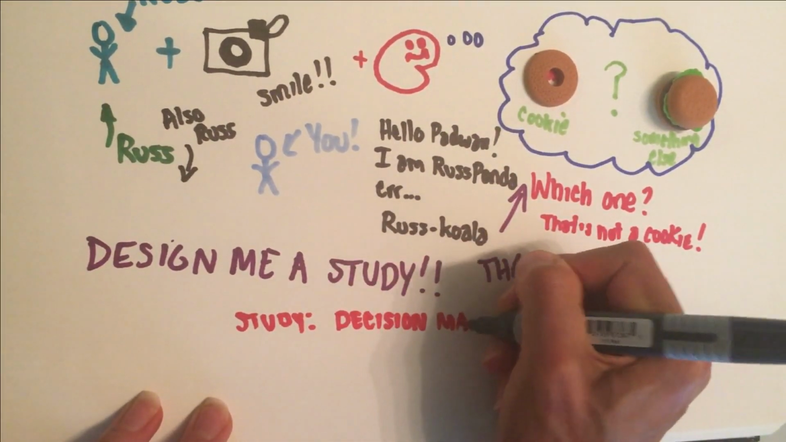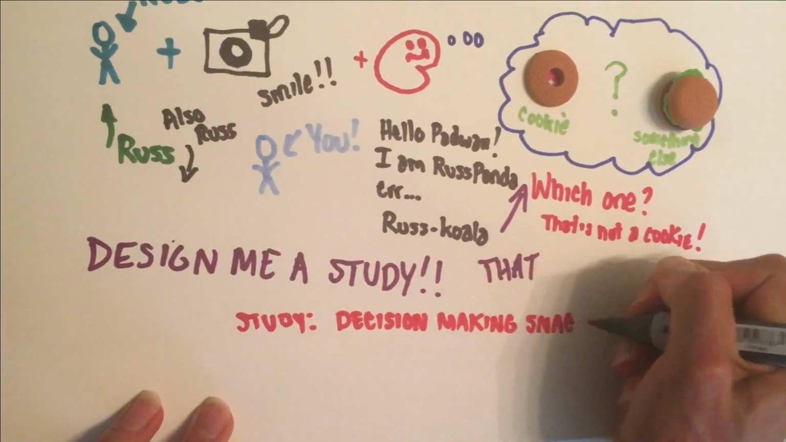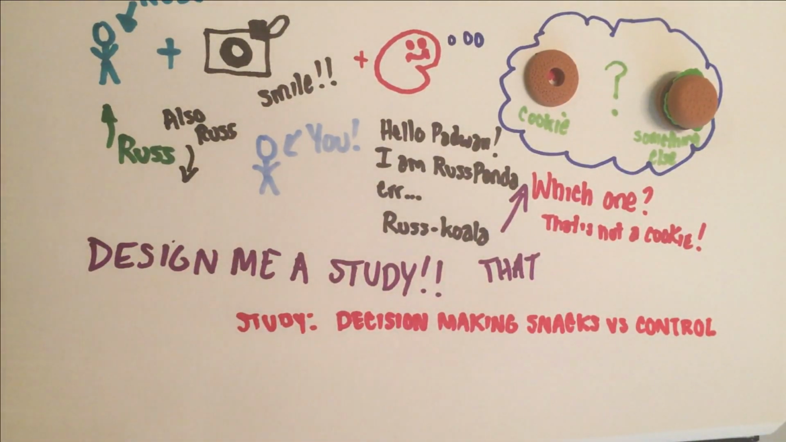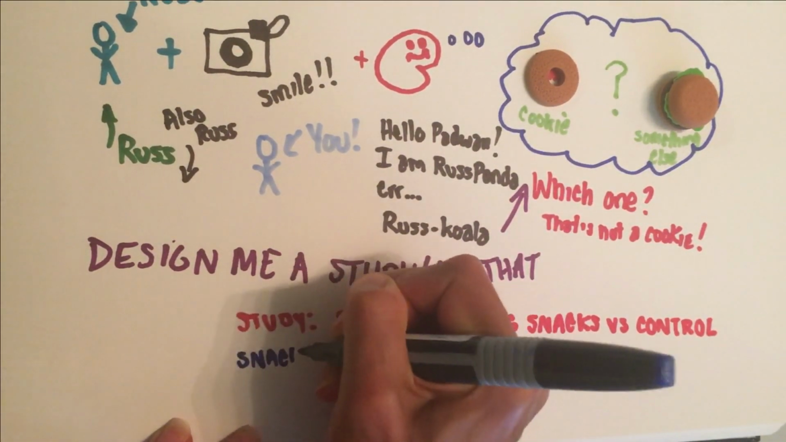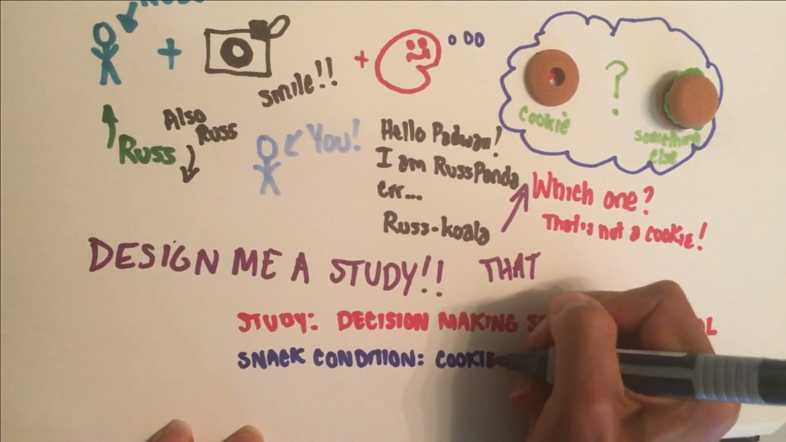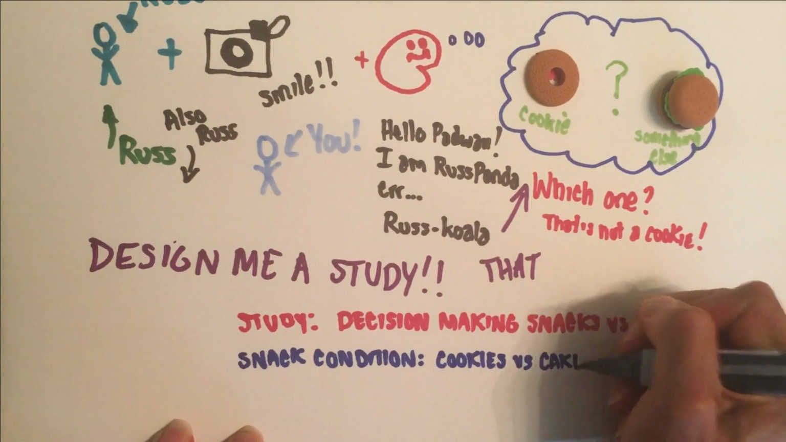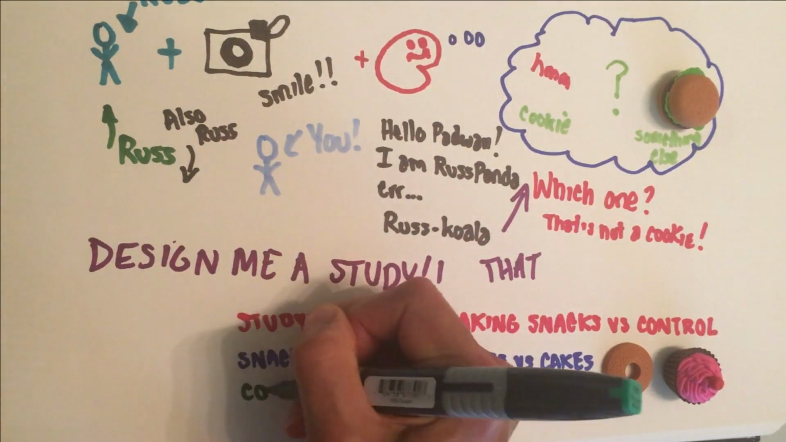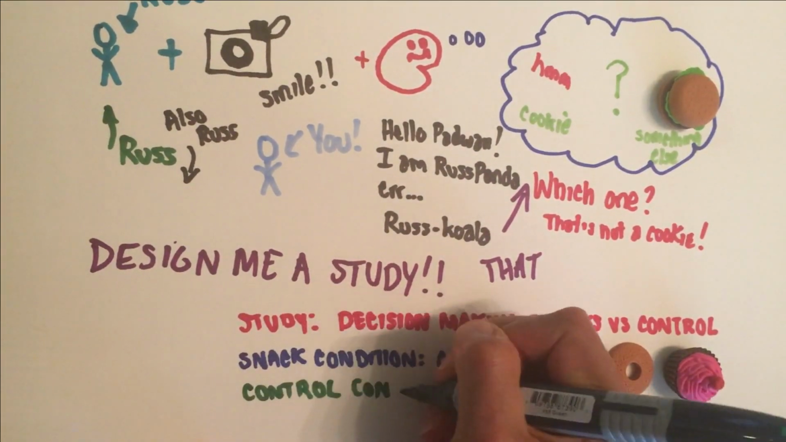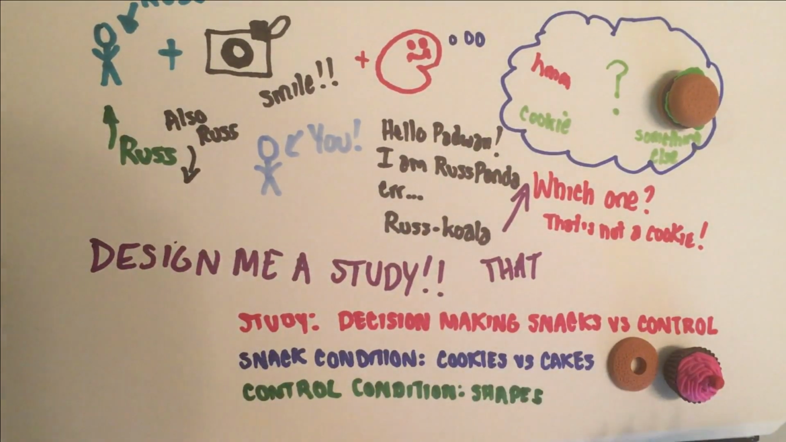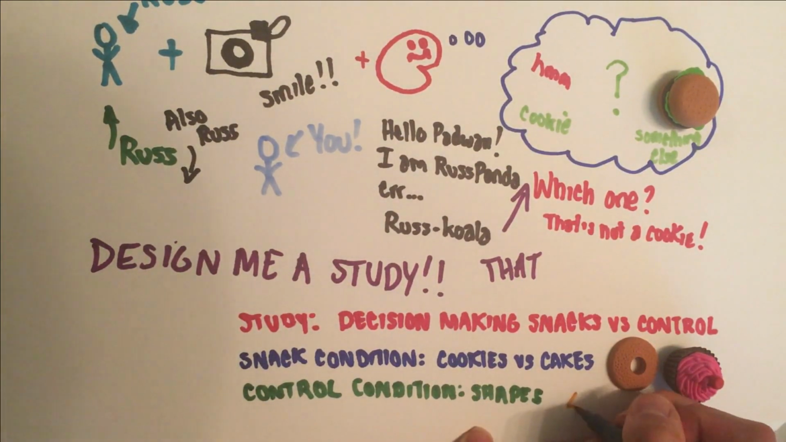So what we're really interested in is if there's some difference between making choices between different kinds of snacks and then some control. So what's a control? Let's see. I guess a control for a snack would be like making a decision between maybe shapes. So maybe in your experiment condition, you're going to be choosing between cookies and, I don't know, candy? No, cookies and cakes. I like cookies and cakes. And then in your control condition, you're going to be choosing between squares and triangles and circles or what have you.